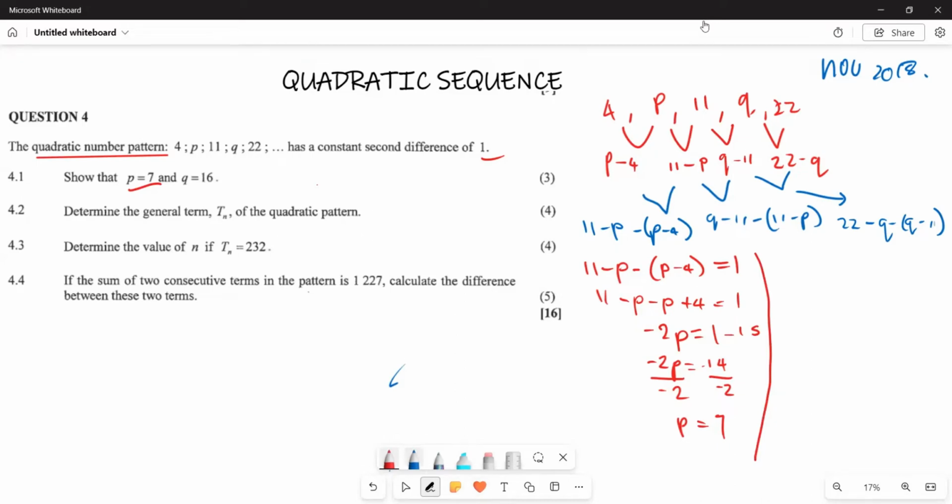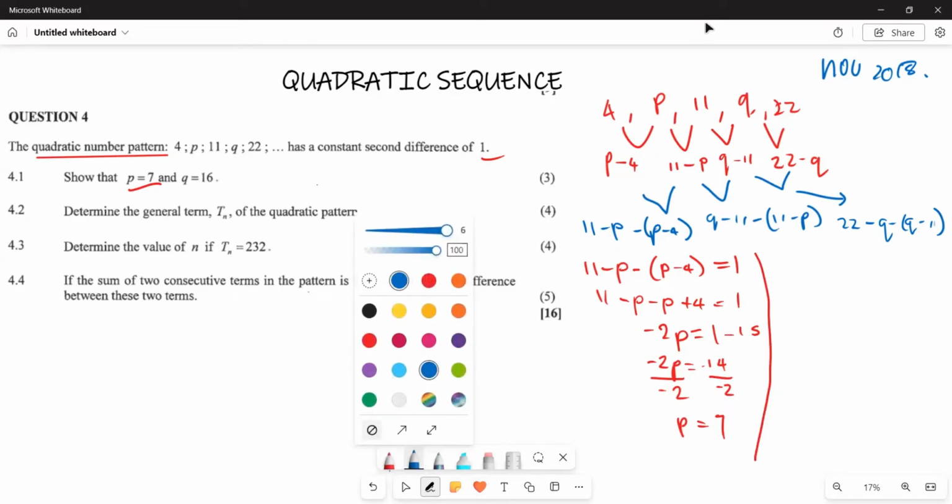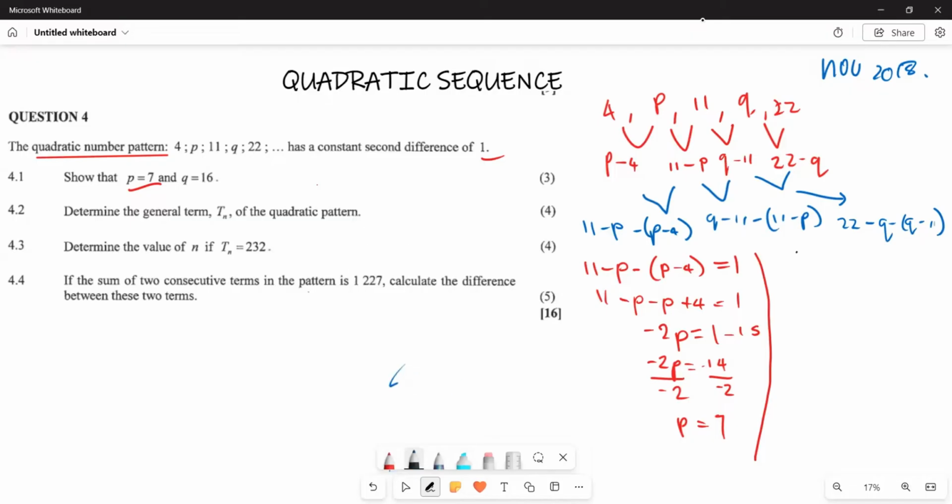Now, let's go back and find out what Q is thereafter. For us to find Q, we are going to start here. Already we know that if you take Q subtract 11, and then also subtract 11 subtract P.